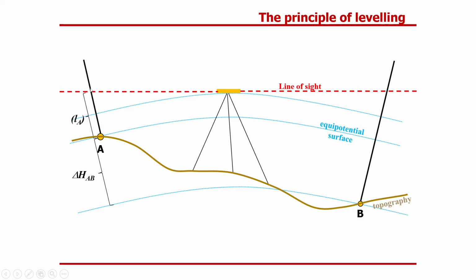The reading of the back rod, so-called LA, the reading on the rod B is LB, and then we must calculate the difference between LA and LB. However, the line of sight is not equal to the equipotential surface.